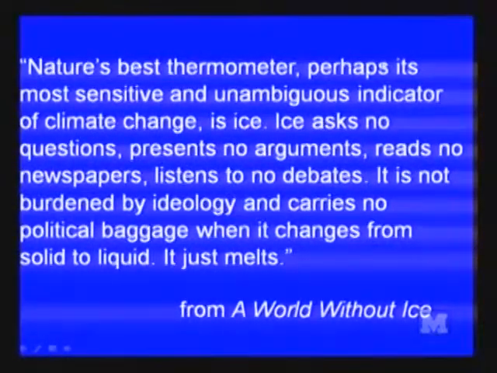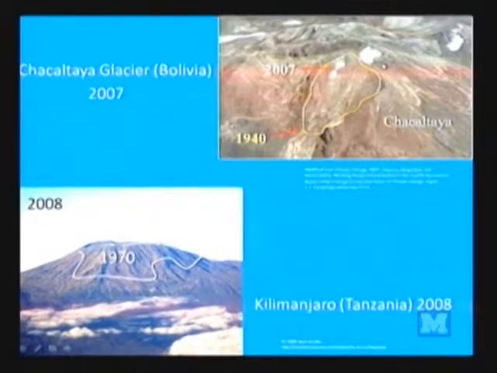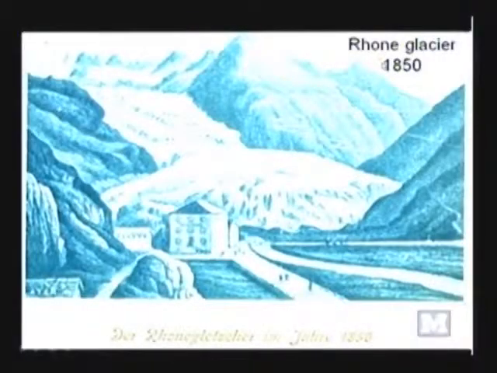witness to climate change. And, as you note, it's not burdened by ideology, and it carries no political baggage as it changes from solid to liquid. It just melts. And ice indeed is melting everywhere on Earth. In the Alps of Europe, in the Rocky Mountains of the USA, and in other places around the world, mountain glaciers are receding. Let me show you some pictures.